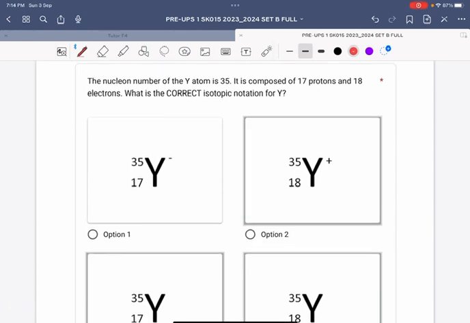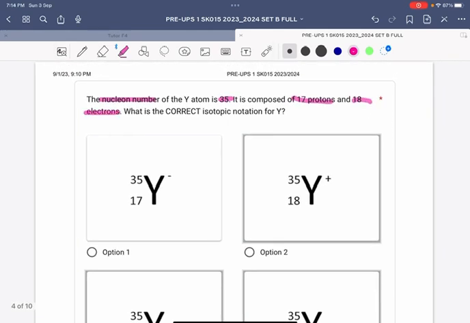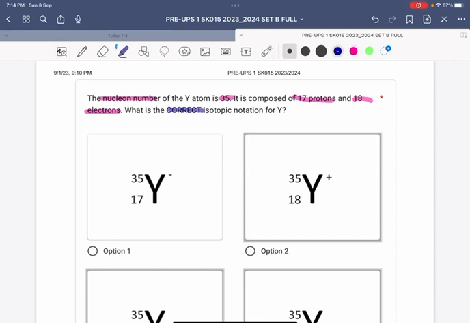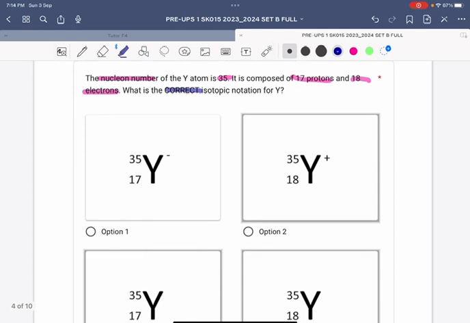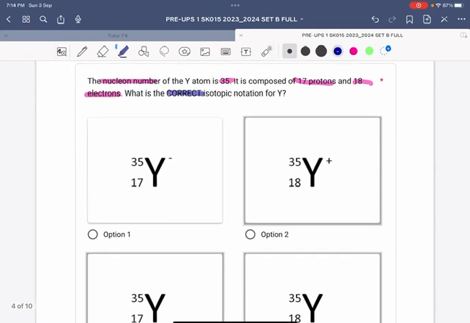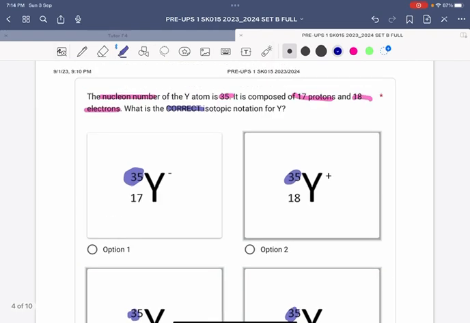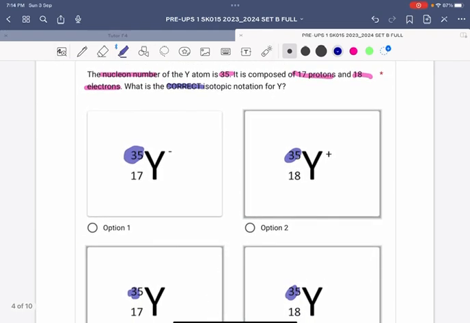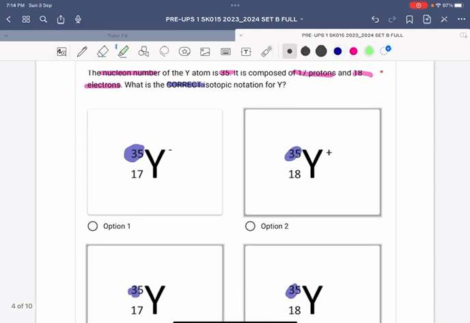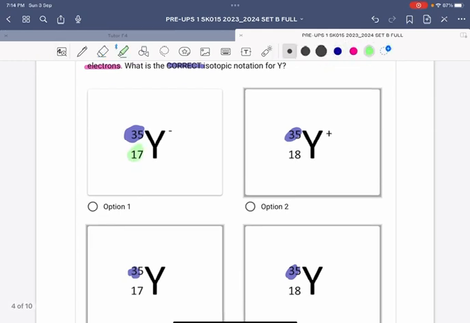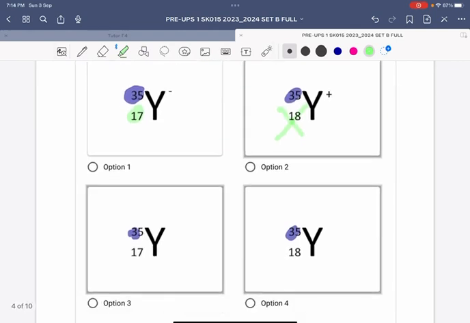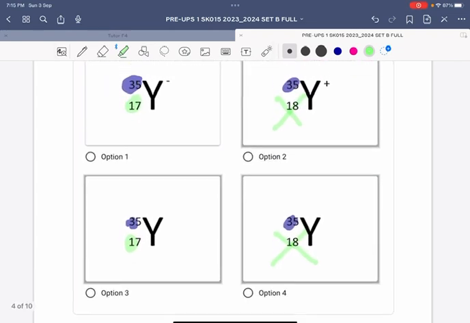The nucleon number of Y is 35. It is composed of 17 proton and 18 electron. What is the correct isotopic notation for Y? Okay, we look at one by one. 35 nucleon number, so it should be located here. 35, 35, 35, 35, so all is correct. 17 proton. Proton should be located at the bottom. This is 17, this is 18. 18 is incorrect. This is 17, correct. So we only have option 1 and option 3.